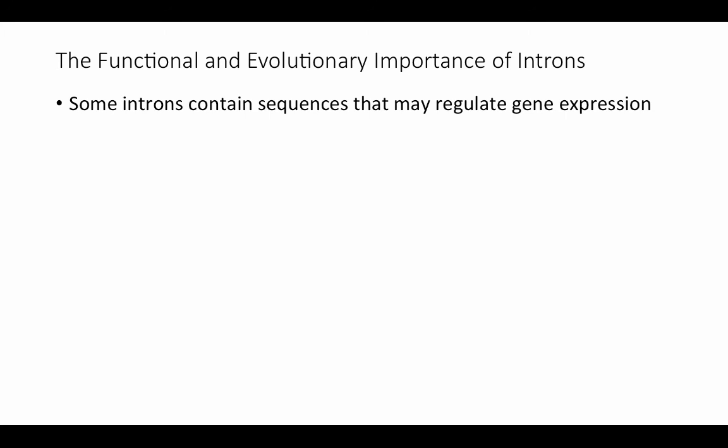So why do we have these introns? What are they doing there if they're just going to get spliced out and degraded away? We've discovered that some introns contain sequences that can help to regulate gene expression. When we talk about the regulation of gene expression, we're basically talking about controlling where, when, and how much of a protein product is going to be produced. So where it's produced, when it's produced, and how much of it is produced. So some of these introns might have sequences that help to modify the expression of the gene.